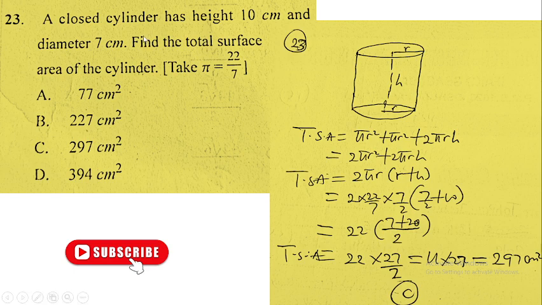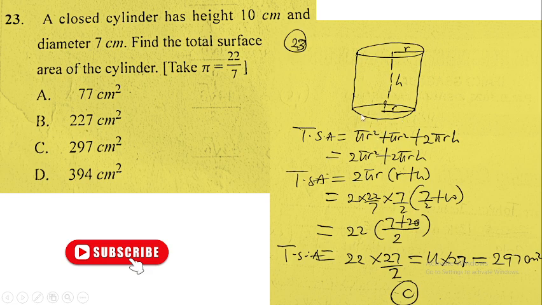A closed cylinder has height 10 centimeters and diameter 7 centimeters. Find the total surface area of the cylinder. Take pi to be 22/7. Closed cylinder, so that means the two ends of the cylinder are closed. So then how do we do this? Now the total surface area of a closed cylinder is the area of the two closed ends plus the curved surface area of the cylinder. So what's the area of this closed end?